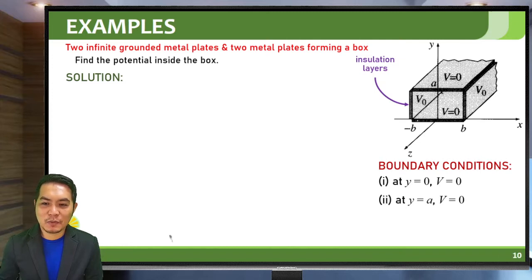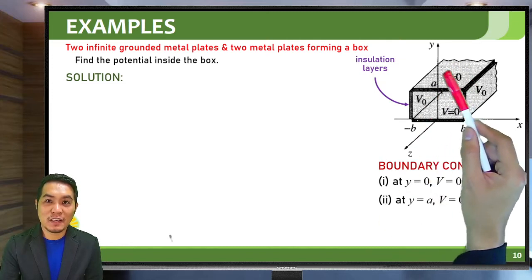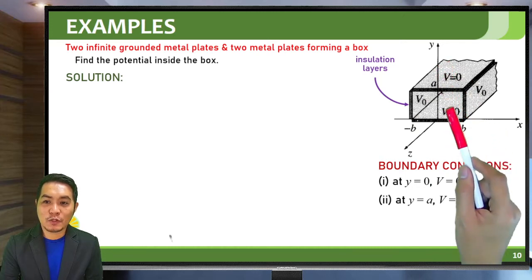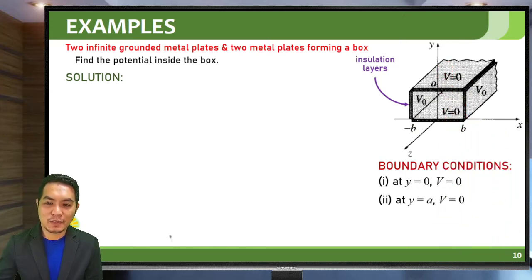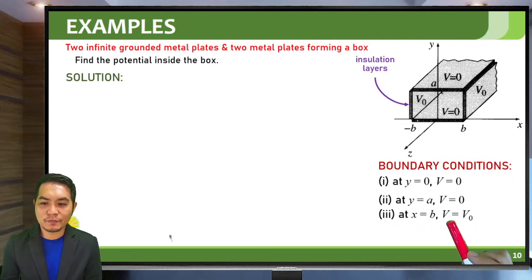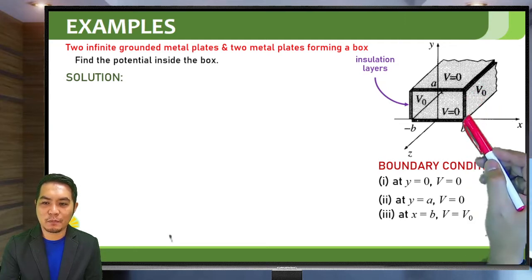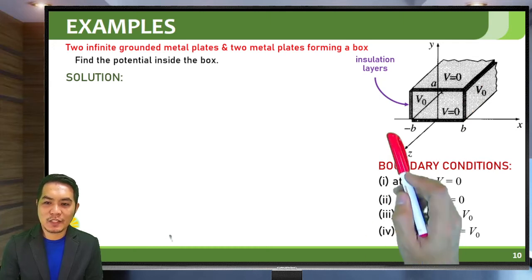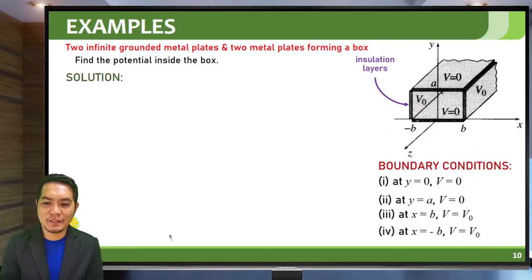At y is equal to a, we are talking about the upper plate here. That's also grounded, so the potential is equal to 0. And then at x is equal to b, the potential is V naught. So this side here, x is equal to b. And at x is equal to negative b, the potential is also V naught, this side here. So this is still a two-dimensional problem, so I will just go through this very quickly.